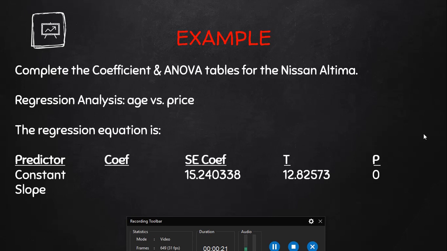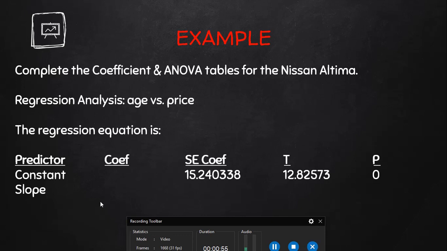So what we're going to do is complete the coefficient and ANOVA tables for the Nissan Altima. We're going to start with the coefficient table. What we're looking at is the regression analysis for age of the vehicle versus the price. In the spreadsheet, we want to go to linear regression t-test. The linear regression t-test will come up with most of the coefficients that we need, as well as the t-value and the p-value for the slope.